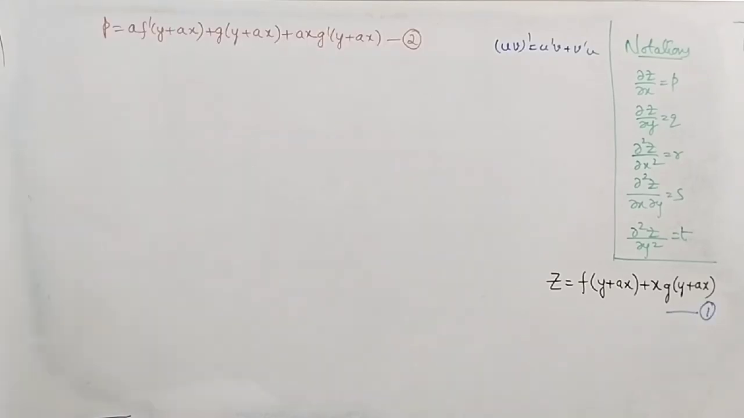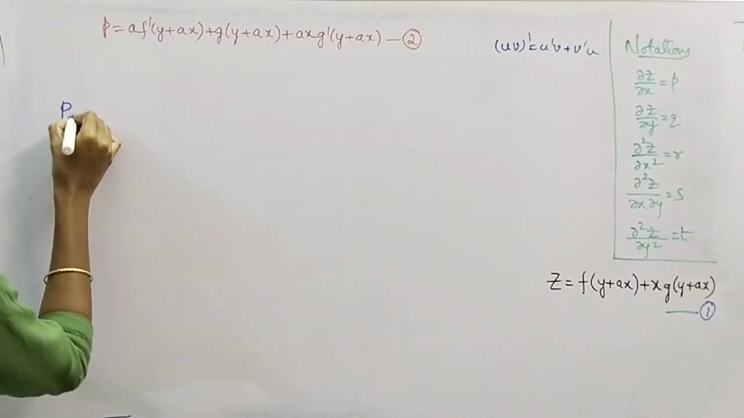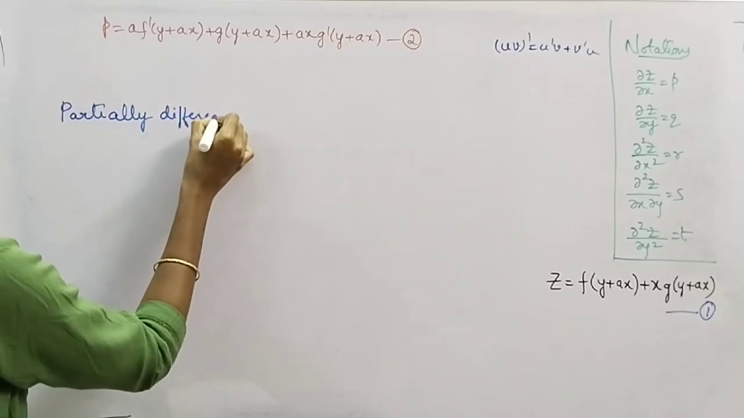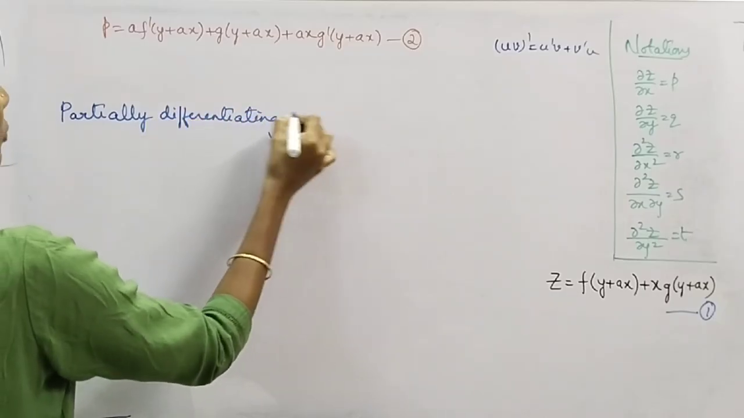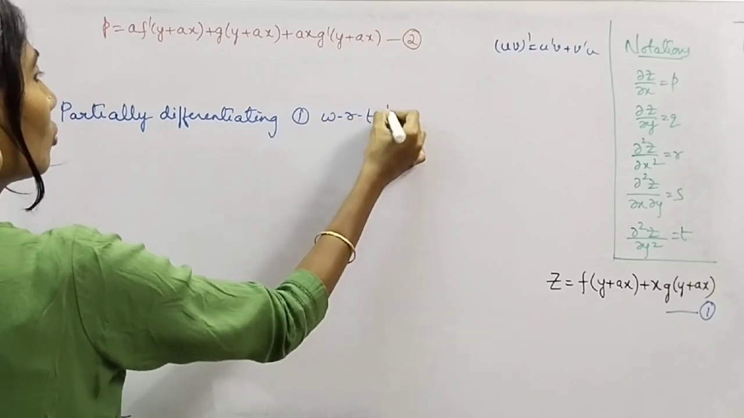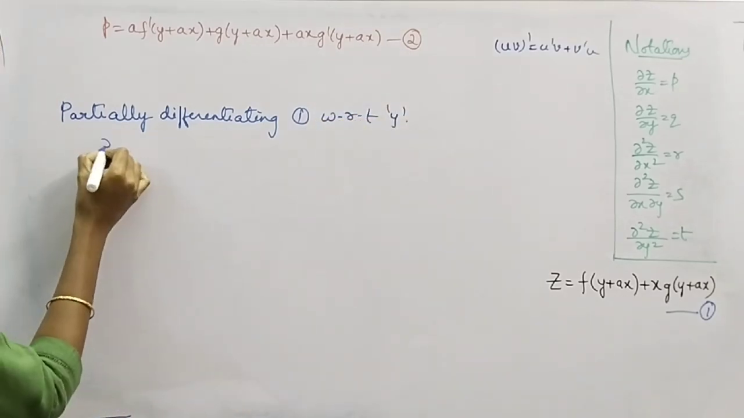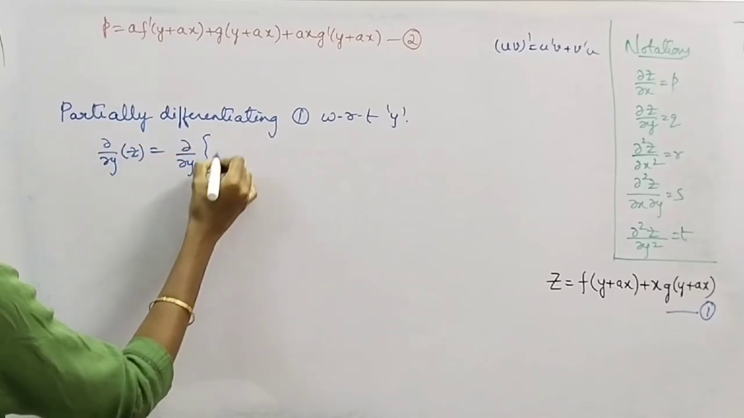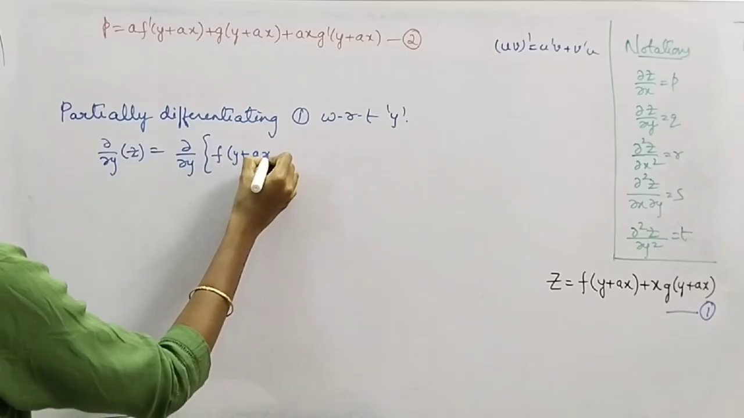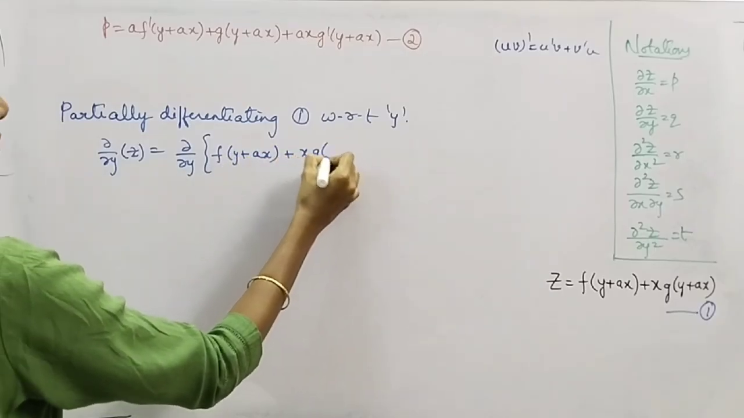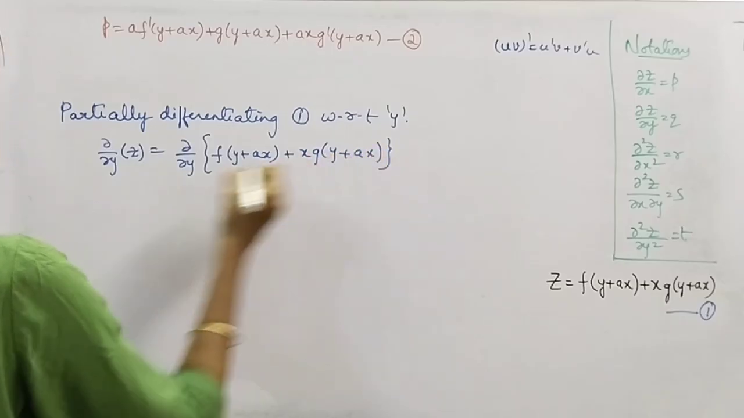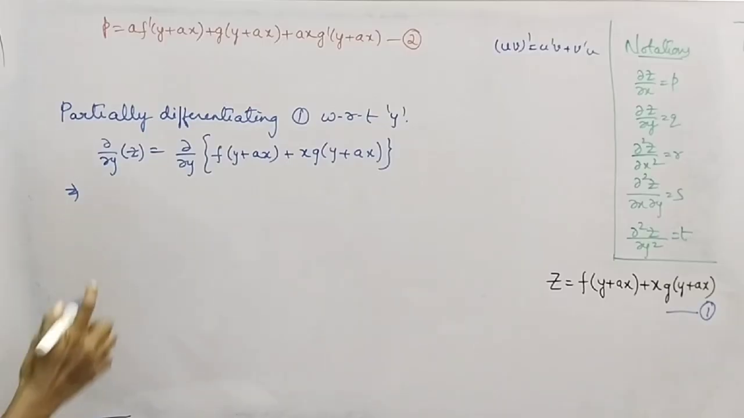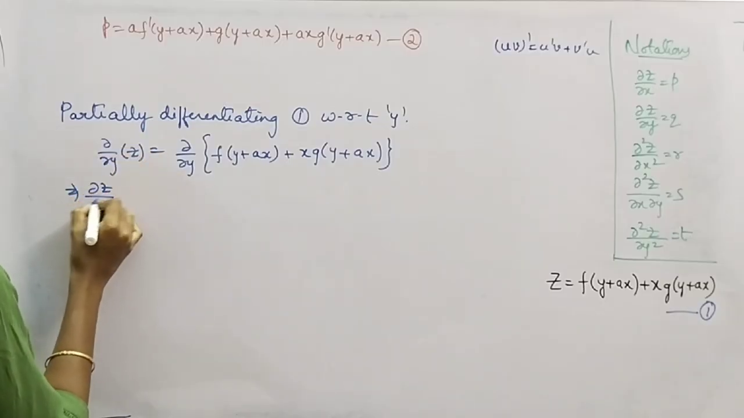Now let's partially differentiate 1 with respect to y. Partially differentiating 1 with respect to y, just apply dou by dou y on both sides of 1, or you can skip it and do it directly if you are really good at partial differentiation. So in order to avoid mistakes, I'm giving every step, okay? Fine. Now partial derivative, this gives us dou z by dou y.